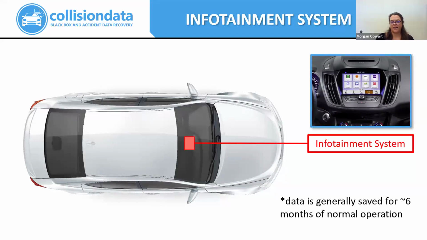So at the beginning of the slide, we said there were 3 different types of data that can be collected from a passenger vehicle. And so the second type of data is an infotainment system. And this is generally saved on the vehicle for about 6 months of normal operation time. And then it starts overriding itself at that point.